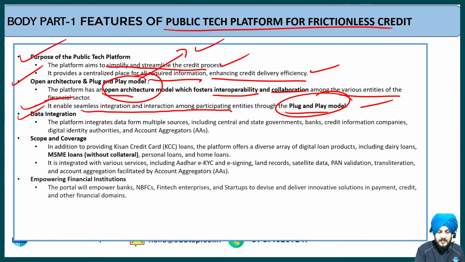The third is the data integration. So the platform integrates data from multiple sources. So the multiple types of data which are related to the individual or the borrower in the bank. So what type of data could it be?